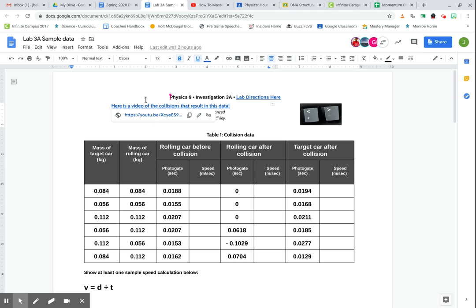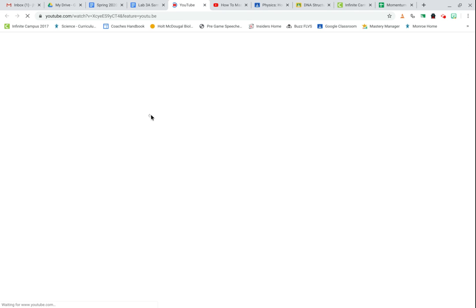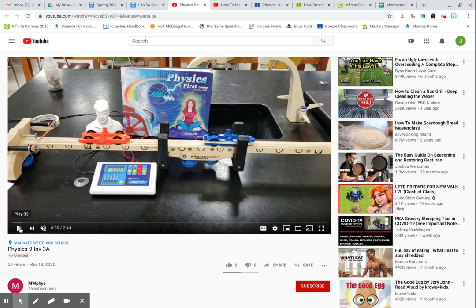So I'm going to click on the video, just giving you a brief explanation of what's going on in this lab. We did this lab a little bit before we left. We didn't finish it. So we have our rolling car and our target car. We're going to put different masses in each of the cars. This is how we're going to measure the effects of momentum on cars. We're going to pull back the rolling car and shoot it at the target car.